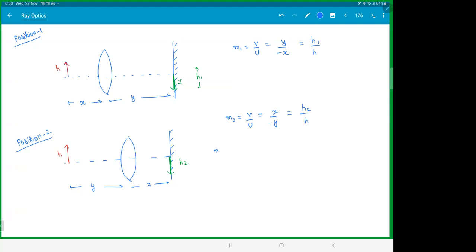If you multiply M1 into M2, you actually get 1. They cancel out. That means (H1 by H)(H2 by H) is equal to 1. H1 H2 is equal to H². Quite an important result. The height of the object is the root of the height of the image in the first position times the height of the image in the second position. And the magnification M1 M2 is equal to 1.